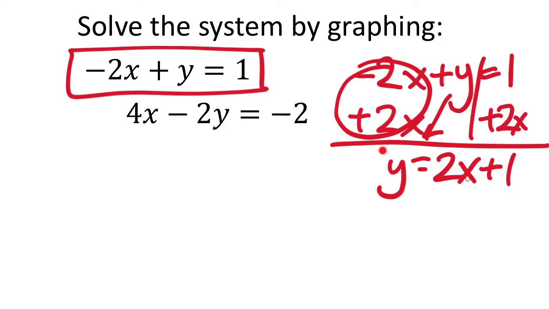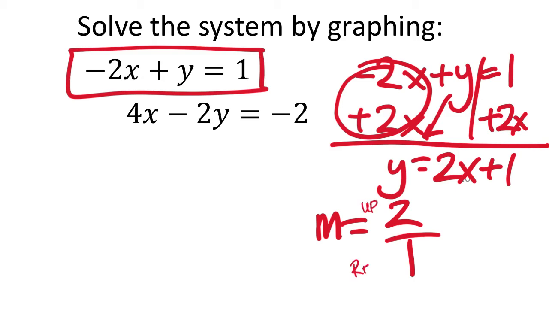Now the coefficient of y is already a phantom 1, so I don't need to perform that second step. I can see right here that my slope is 2, or 2 over 1. And since the 2 is positive, that would be up 2, and then to the right 1. Up 2 to the right 1 from where? That's our y-intercept, which is that plus 1 right there. But again, it's an ordered pair: 0, 1.